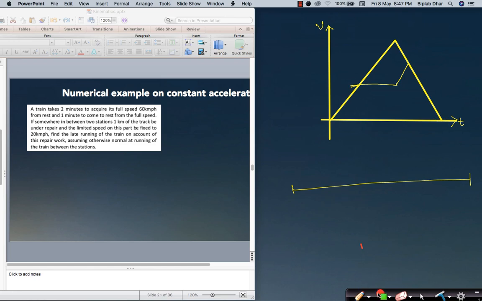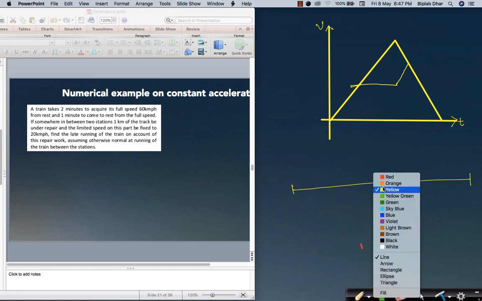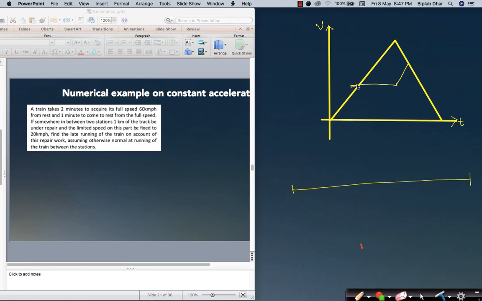So in that case, if you try to find it, the calculation is a bit difficult. I hope you can understand the situation I am trying to say, that at some point when its velocity is 20 kilometer per hour, the train sees that there is repair work, and it instantly keeps its speed constant at 20 km per hour. So after 1 kilometer, again it accelerates and again it decelerates like this. So in that case, this will be the area that I have to find.